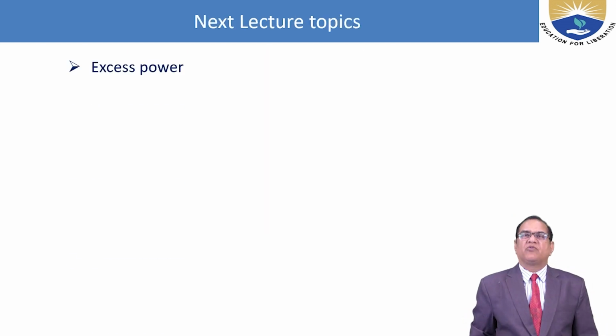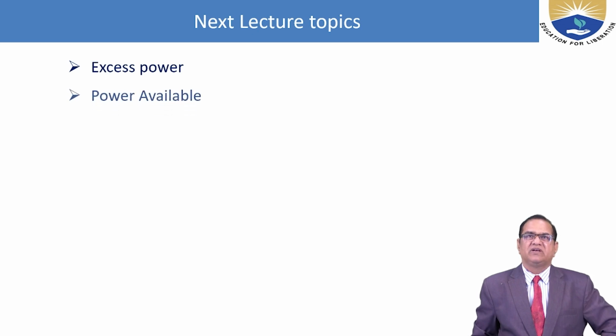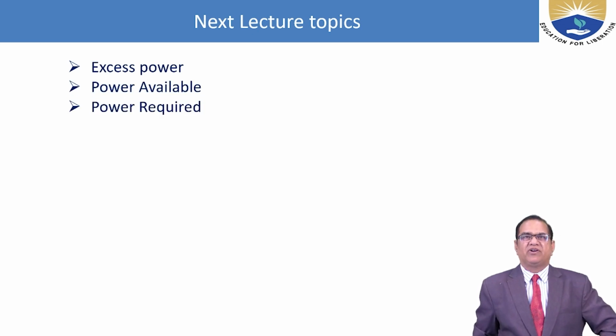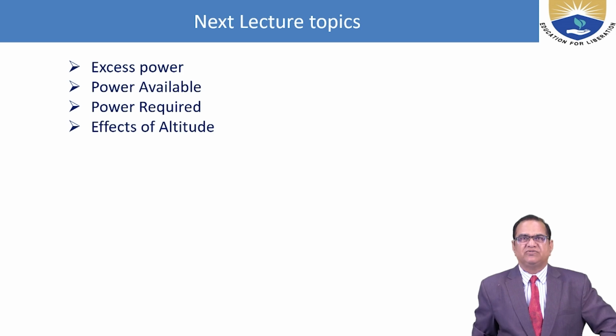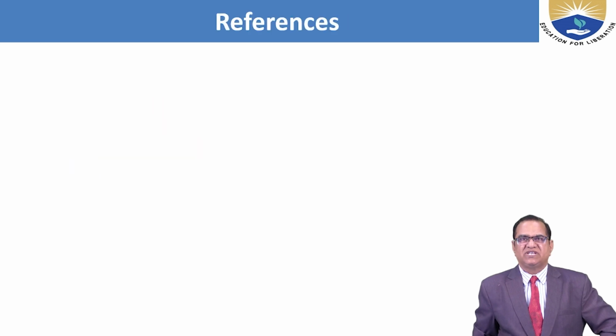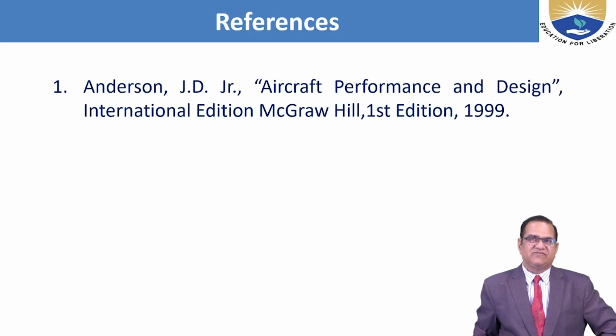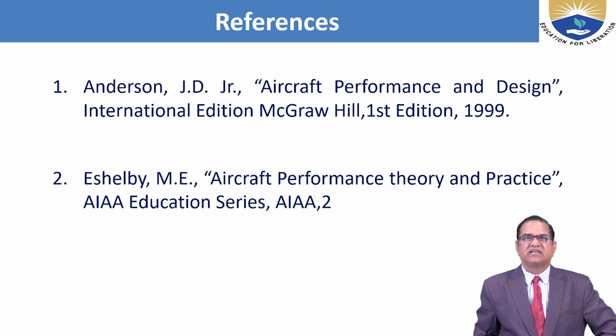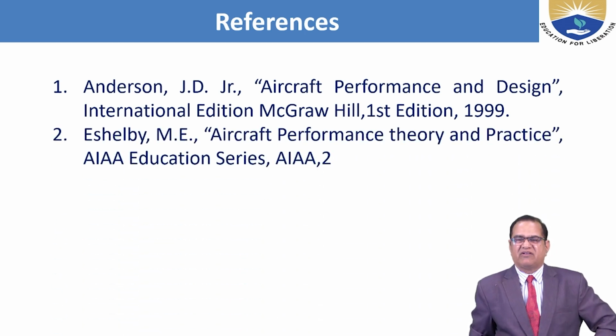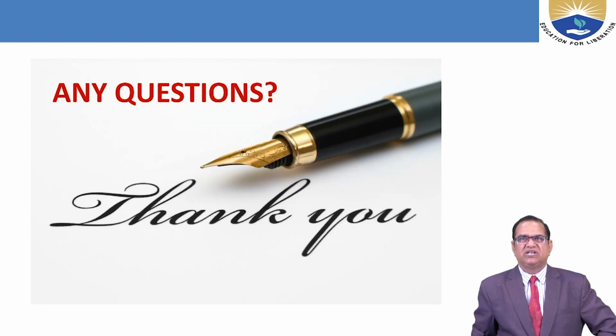So in the next lecture, I am going to discuss excess power, power available, power required, effect of altitude, absolute ceiling, and service ceiling. These are the references which I am going to use in this course. I have taken the references from these books: Anderson J.D. Jr., Aircraft Performance and Design, International Edition, McGraw-Hill, first edition, 1999. Shevell, Aircraft Performance, Theory and Practice, AIAA Education Series.